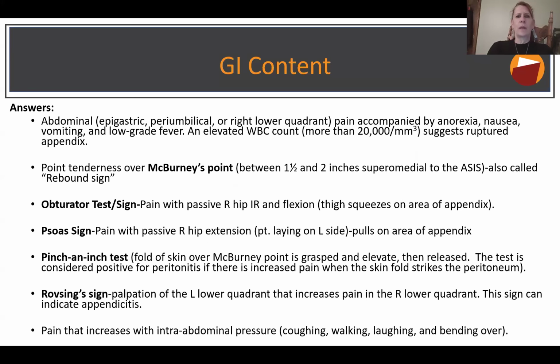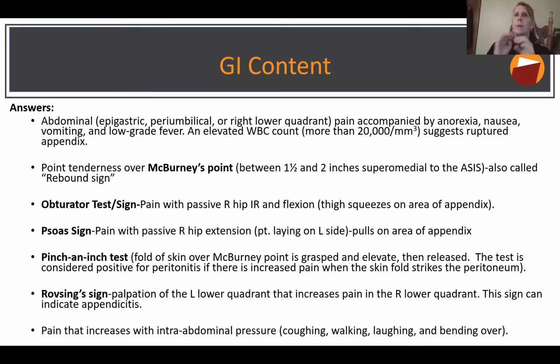All right, so abdominal pain accompanied with anorexia, nausea, vomiting, low-grade fever, elevated white cell count, all of that suggests a ruptured appendix. If we think they have appendicitis, we could do McBurney's point. It's also called the rebound sign. You're going to push really slow and deep at McBurney's point, and then you're going to let go. A lot of times when you let go and that appendix bounces back, that's when they have more pain.